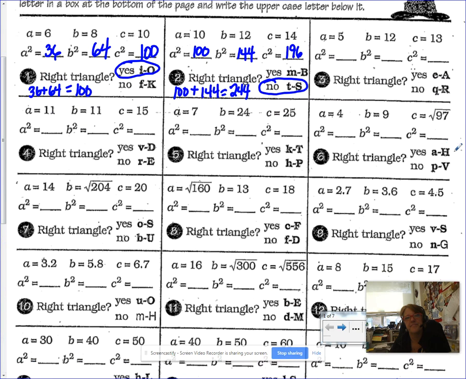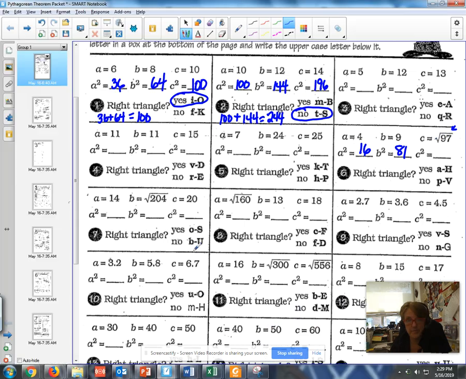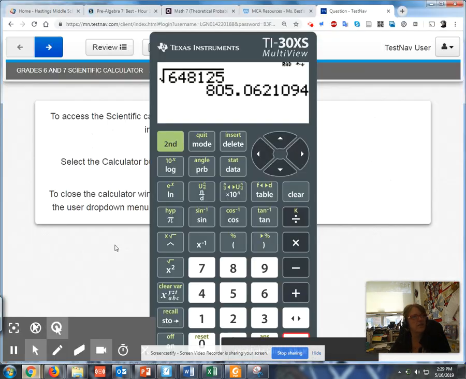I want you to jump and look at number 6. This guy. Because this looks a little weird. 4 squared is 16. 9 squared is 81. What on earth is the square root of 97 squared? I'm going to show you. Get your calculator.